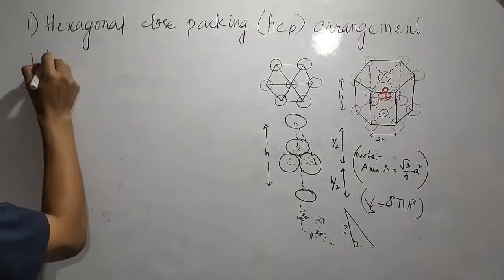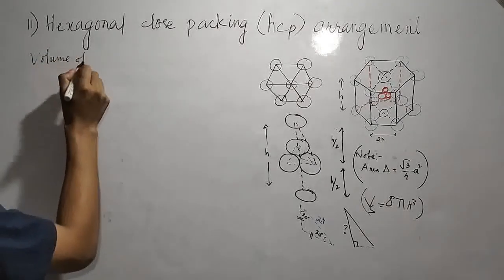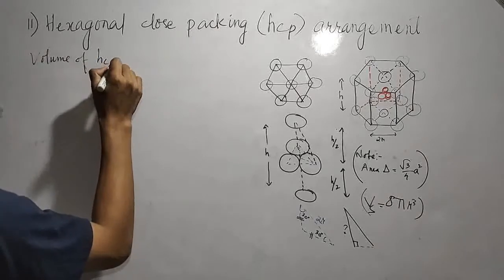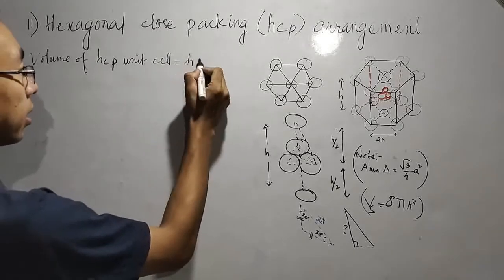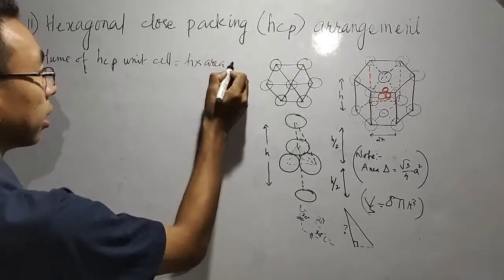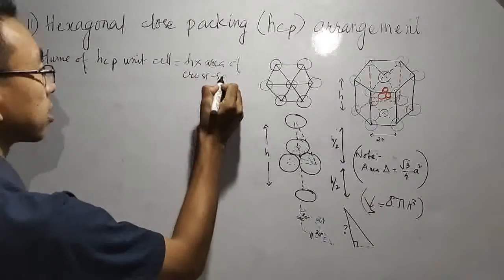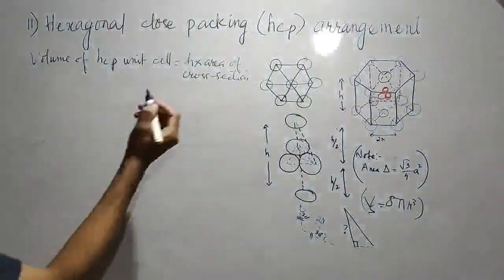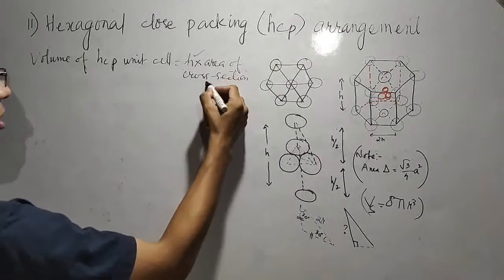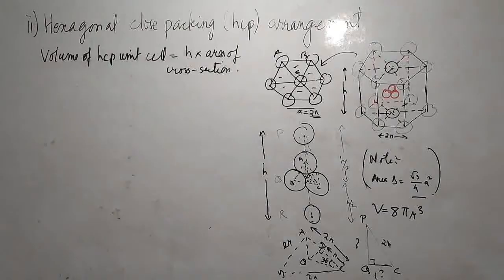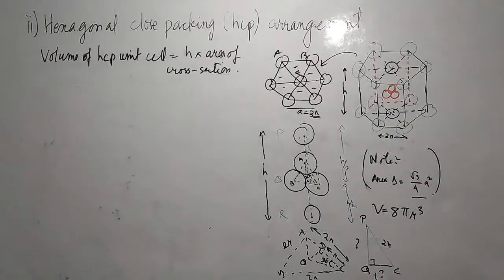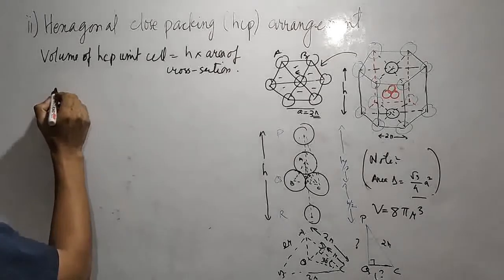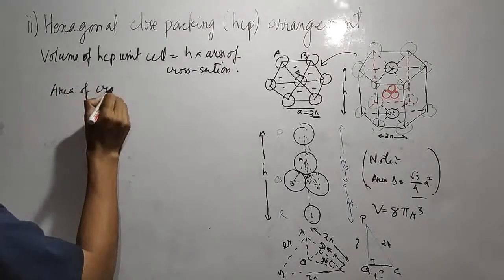Volume of HCP unit cell is equal to height into area of cross section. Now remember that we have to represent all the values, that is height as well as the area of cross section, in terms of radius. So now we shall find out the values of the height of the unit cell and the area of cross section separately. Let's first find out the area of cross section.